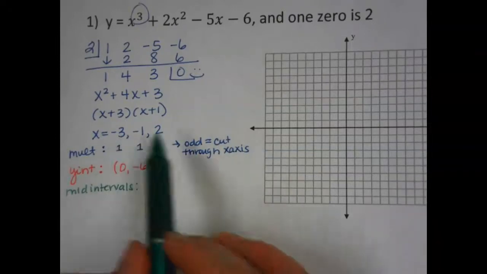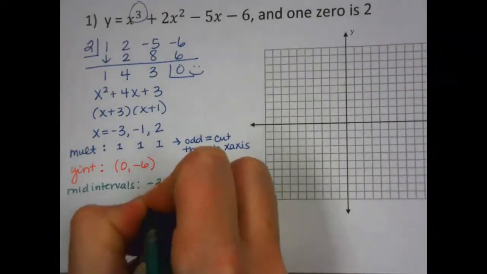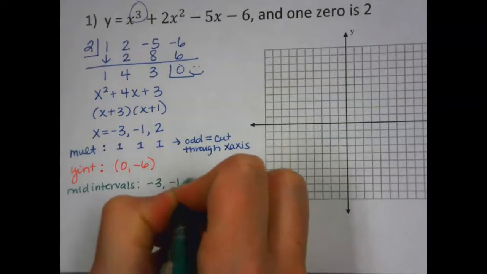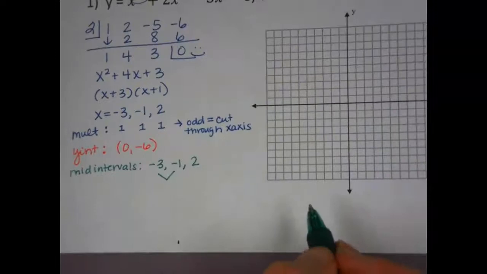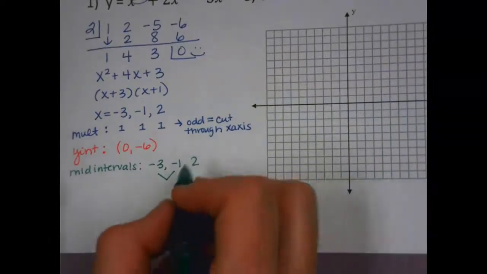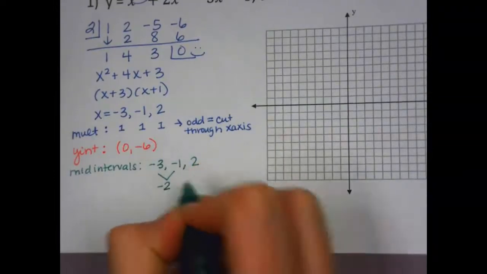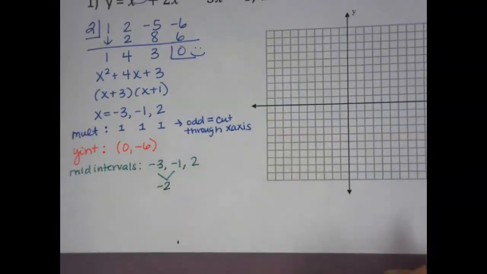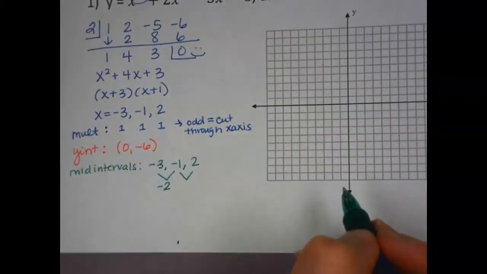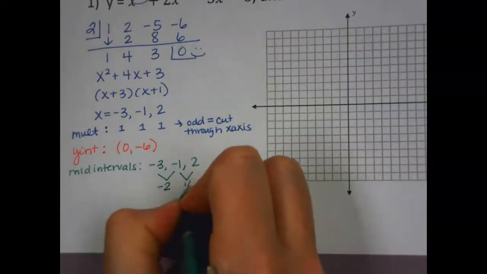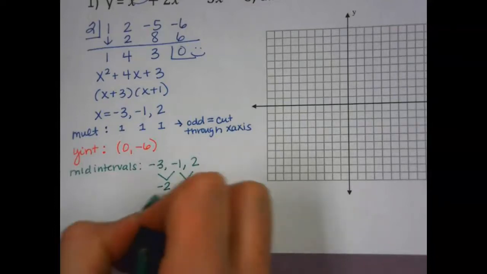So we're going to average -3 and -1. I'm going to rewrite the x-intercepts down here so you can see how we're doing this. So we're taking the average of -3 and -1. So we add those together, we get -4 and divide by 2. That's how you take an average, add and divide by 2. So right smack dab in between -3 and -1 is -2. Same thing for -1 and 2. Add it together, you get 1, divide by 2, you get 1/2. All right, so those are the x values.